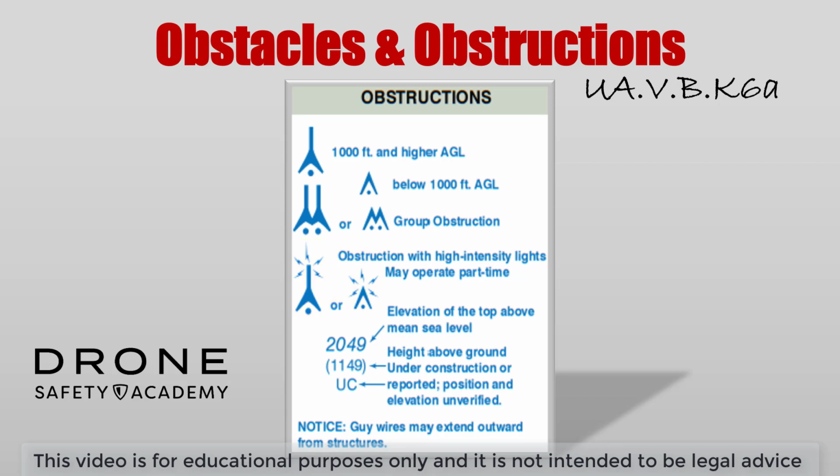Okay, let's make sense of the numbers. When it's in italics, it means it's mean sea level, or MSL. When it's a standard number in parentheses, it's AGL. And if it's under construction, UC will be displayed.